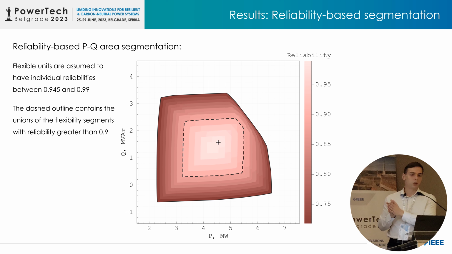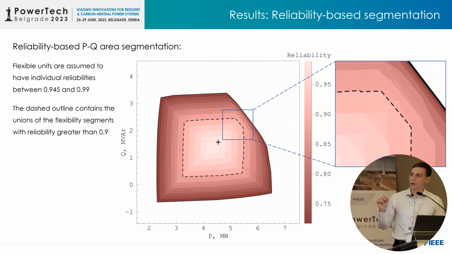So why do we need this segmentation? The distribution system operator can, for example, want to produce services with some guaranteed level of reliability, let's say 0.9, 90%. And then we need to identify this sub-area of this feasibility area where we know that reliability is higher than the value. In this picture, we see this dashed outline showing the union of segments that have reliabilities more than 0.9. The first thing that we see is that this more reliable area shrank a lot, so it is significantly smaller than the overall flexibility potential of the network.